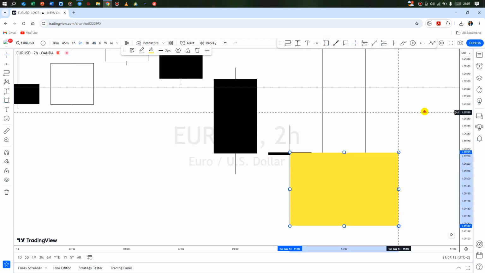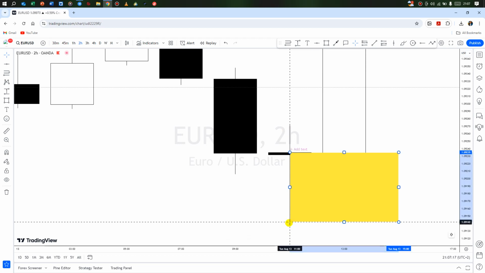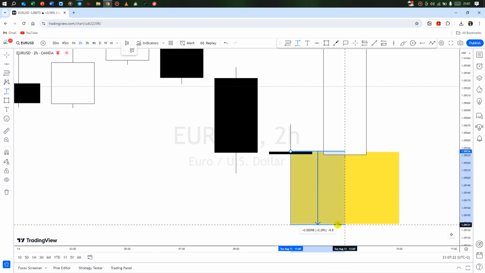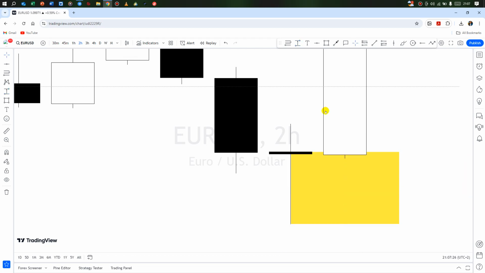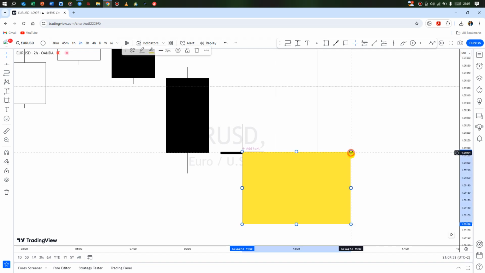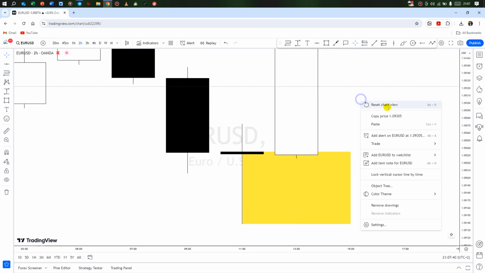So as you can see, this is our zone. You can see the drop-base-rally. Like I said, the first thing you check before going further is the risk size. As you can see, our zone is approximately 10 pips. Okay, 9.8 pips, so it's approximately 10 pips, which means it does qualify to be a high-probability zone. Like I said, our maximum will be 20 pips, so your zone should be 20 pips or less. So this is our demand zone on EURUSD.